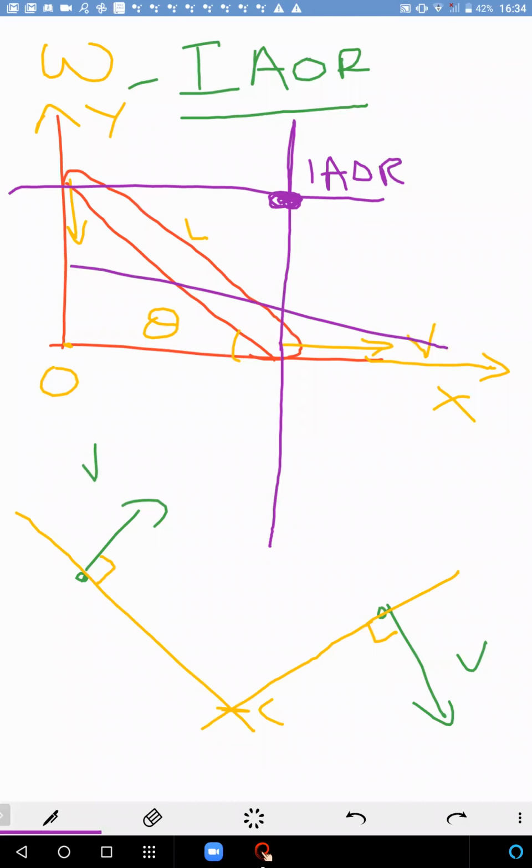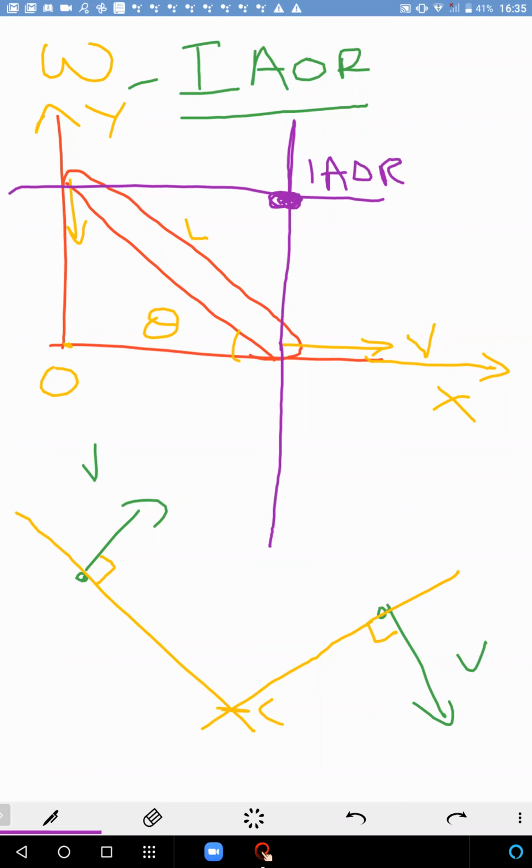Naturally, if this rod is going to take a new position, the new position of the IOR will be over here. So IOR भी move कर रहा है. The location of that point is changing, but that point at this instant is at rest. Okay? So that is the temporary center of rotation for these guys.